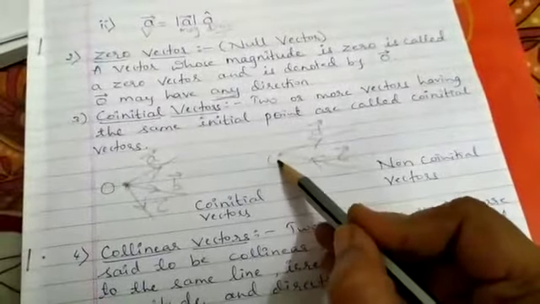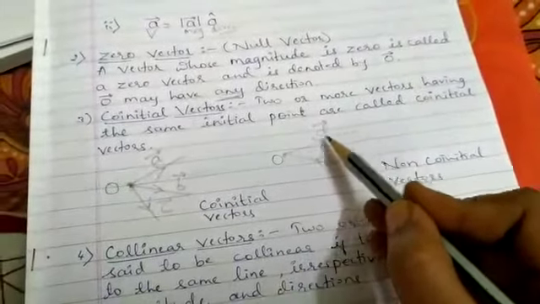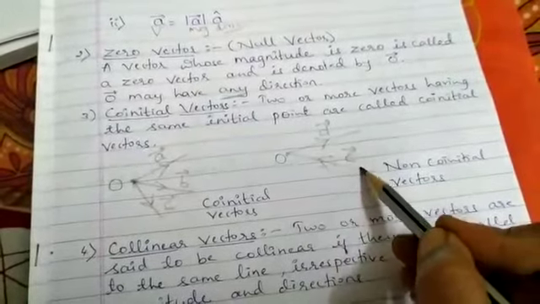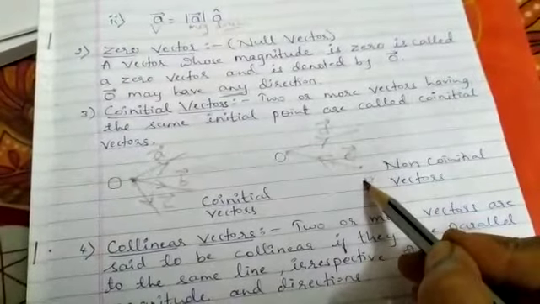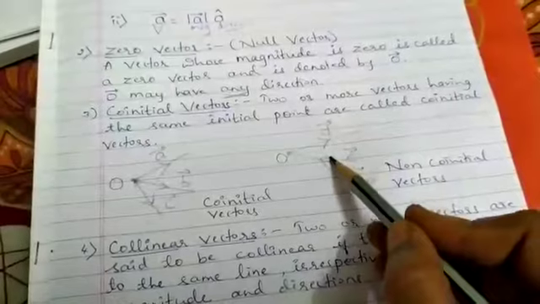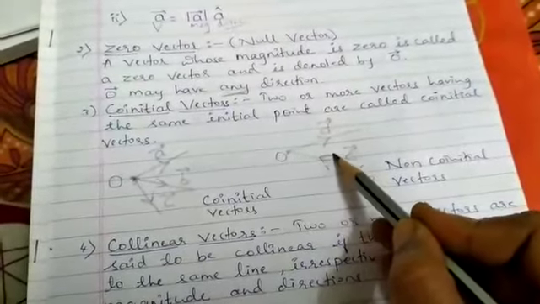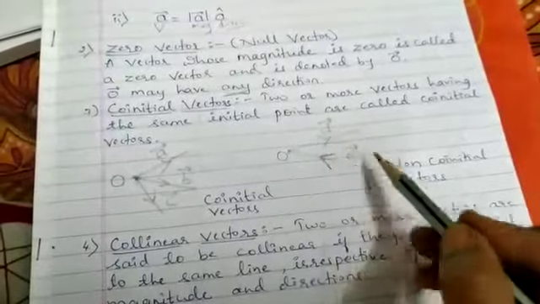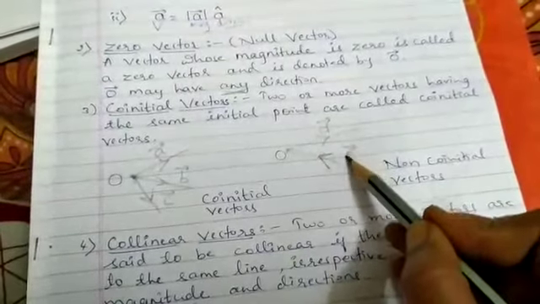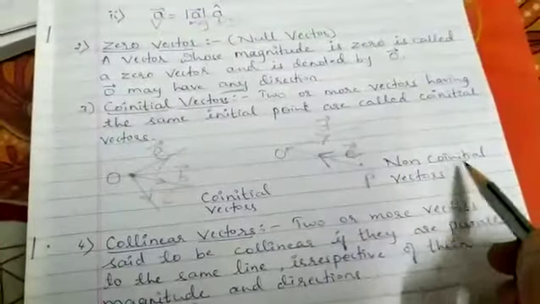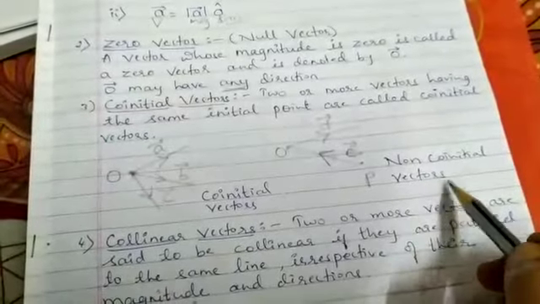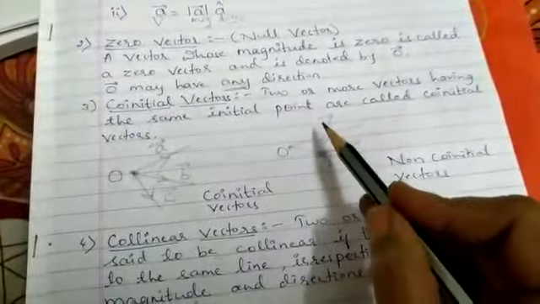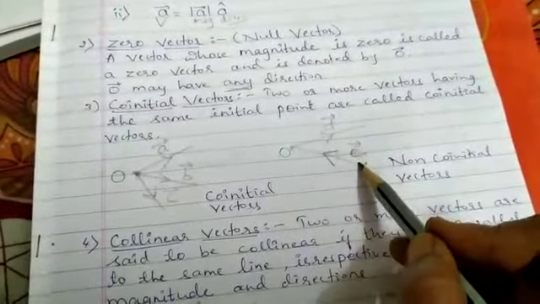Whereas in one more diagram I have given here, this direction shows that O is the initial point for vector D, whereas for vector E, some other point, I'll call it P, will act as the initial point, as the direction shows. So I should say that vector D and vector E are non-co-initial vectors, as the initial point differs for both vectors.